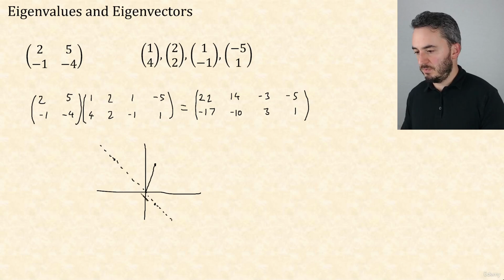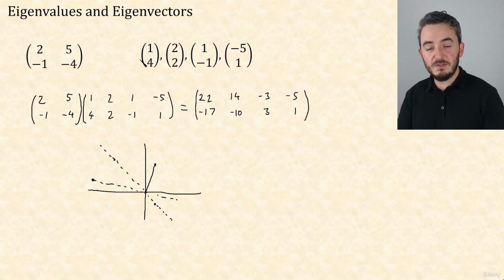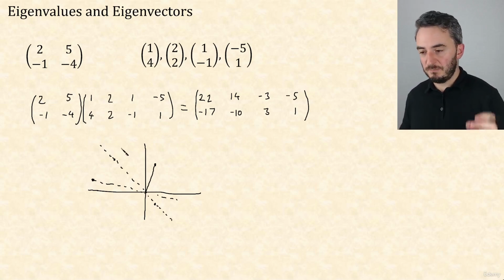And what about this last one, this point (-5, 1)? I'm just doing these very roughly. Well, that one stayed the same, so that's also on the same line as it was before. Now, these sorts of vectors are special. If you apply a matrix to a vector and it just scales the vector, it doesn't actually move it off the line, so it scales it to another point on the same line through the origin, that vector is called an eigenvector, and they have lots of very special properties.